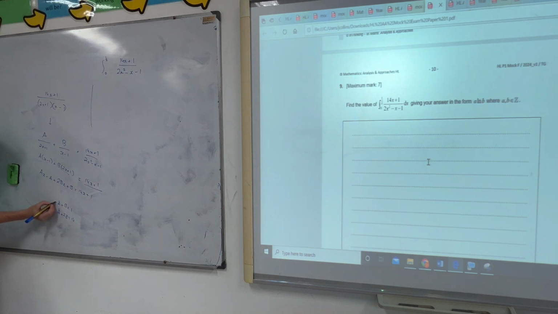Oh, sorry, it should be negative a. So negative a plus b is equal to 1, and a plus 2b has to equal 14, yes.